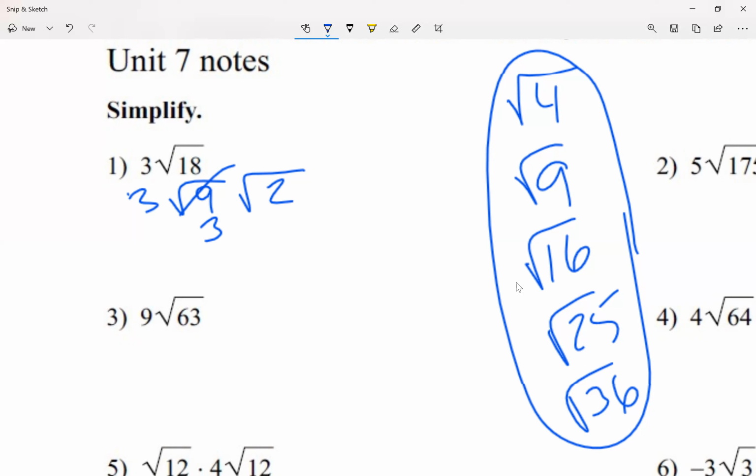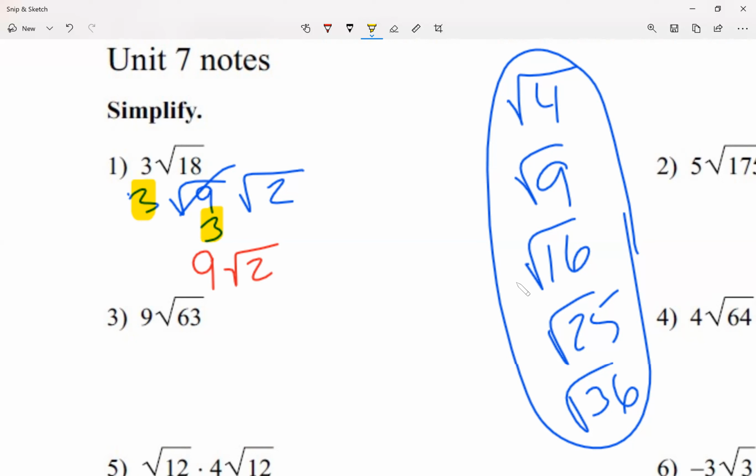So my answer in this case, let me change this to red so we don't get confused, is going to be 9 radical 2. Where did the 9 come from? I multiplied those 2 numbers. One thing to keep in mind: whole numbers with whole numbers, radicals with radicals, do not mix and match. So that's where I got the 9. The square root of 9 became a whole number. So 9 radical 2.